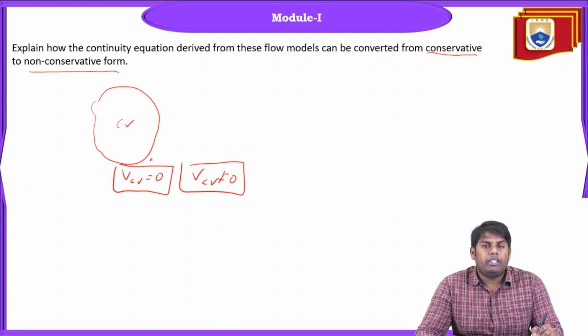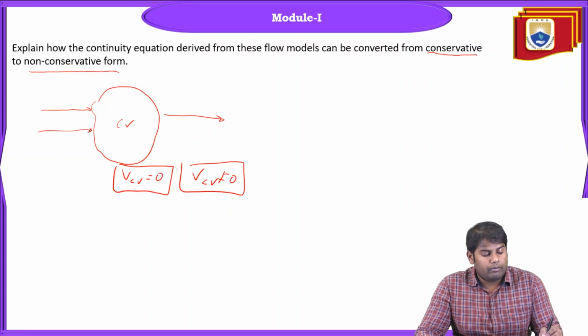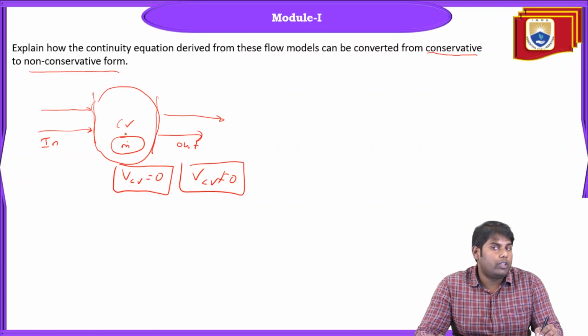So velocity of CV equal to 0 means what? This control volume is not moving. So the fluid flow which is entering will leave through the control surface. So it will come in, it will go out. Okay, you have in, you have out. So flow in, flow out. Whatever the flow that is entering, and whatever the flow that is leaving, and the change in mass flow rate that is happening inside the control volume, we need to know.